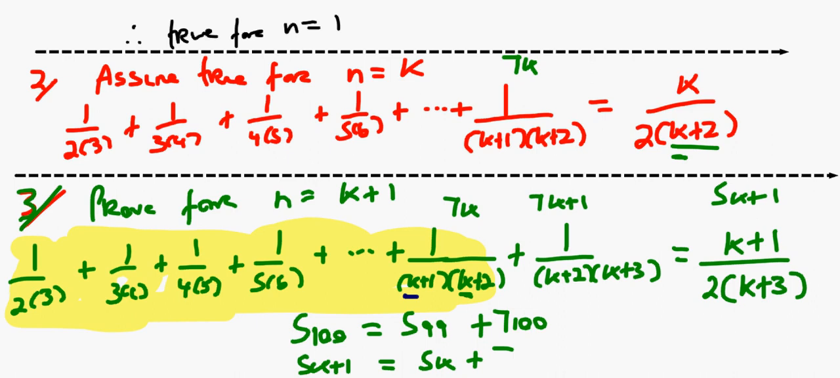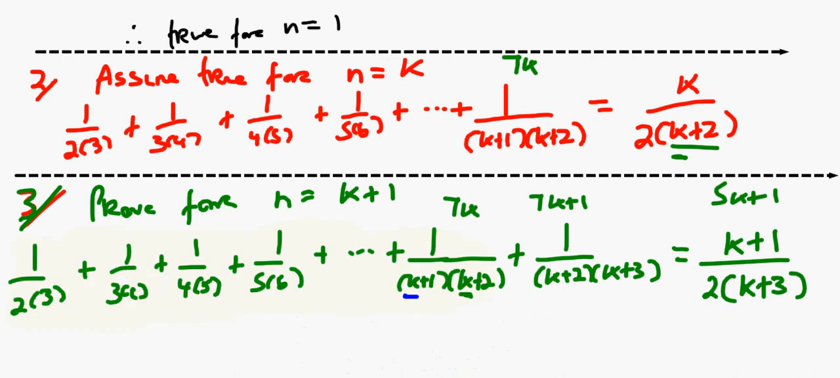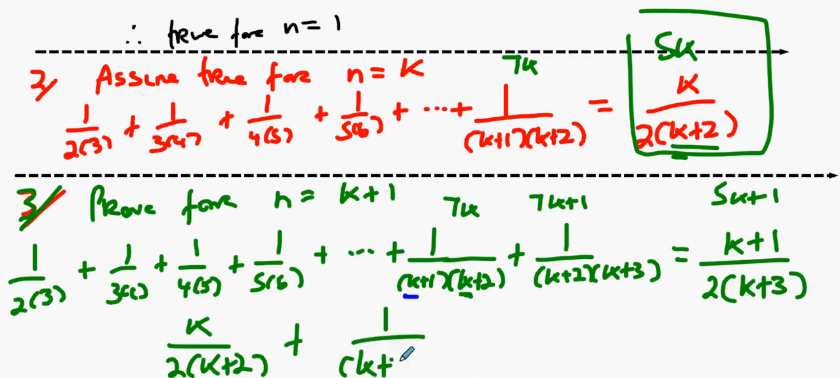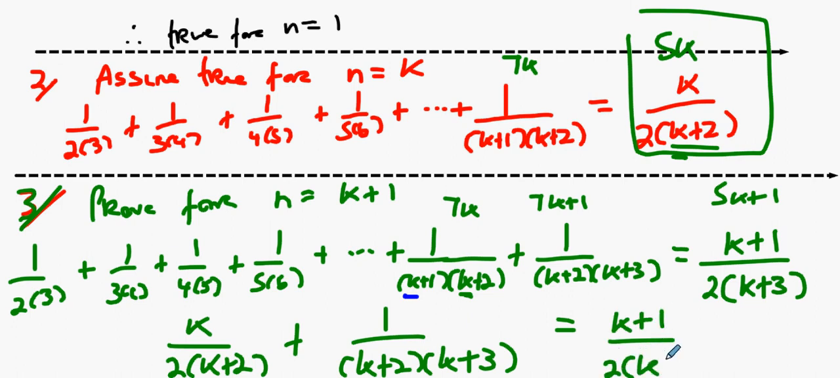So we get rid of all of that. Right. Now, we're subbing it in for this part here. This is Sk here. So you're getting subbed in. So now it's k over 2 into k plus 2. And then I have to add on this here, don't I? 1 over k plus 2 by k plus 3. And then equals S of k plus 1, which is k plus 1 over 2 into k plus 3.